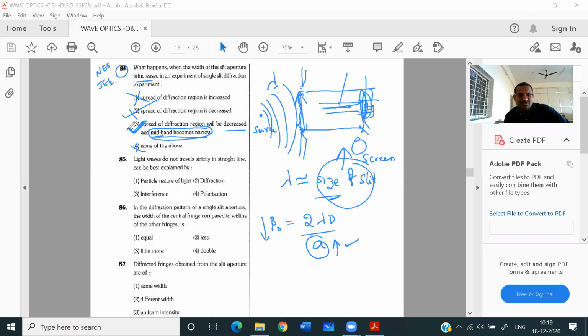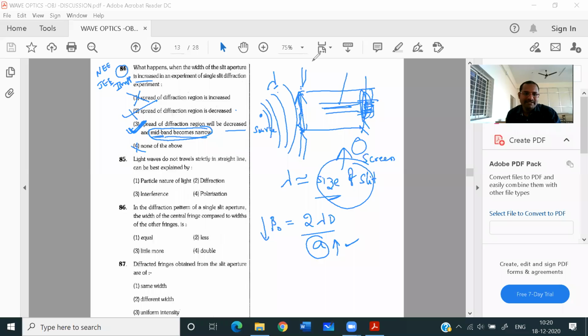Clear? So the third option is the perfect answer, not the second option. The second option is correct, but compared to the third option, it is wrong, because they did not say anything about this middle fringe. So that's why the third option is perfect. I hope you understand this. It is a very important point. You need to remember this.